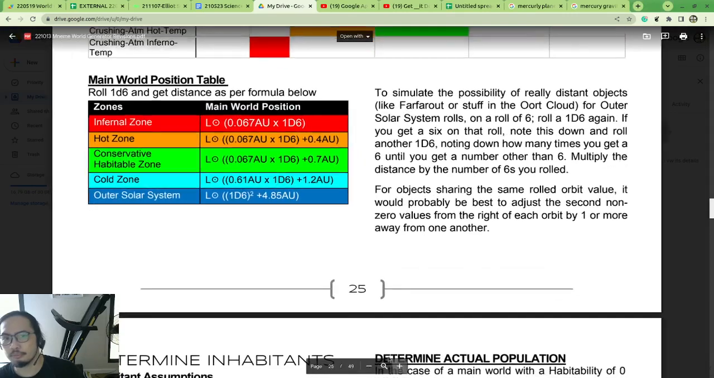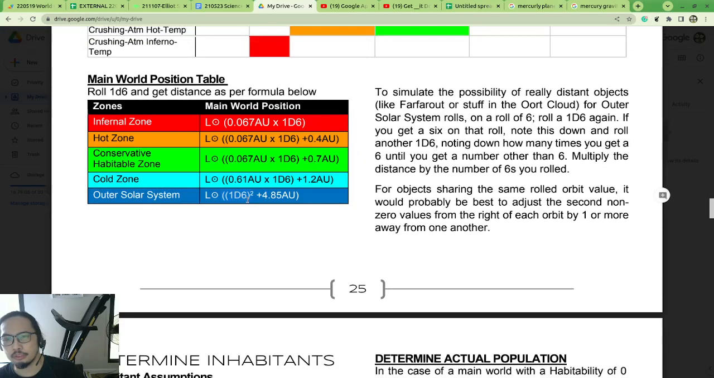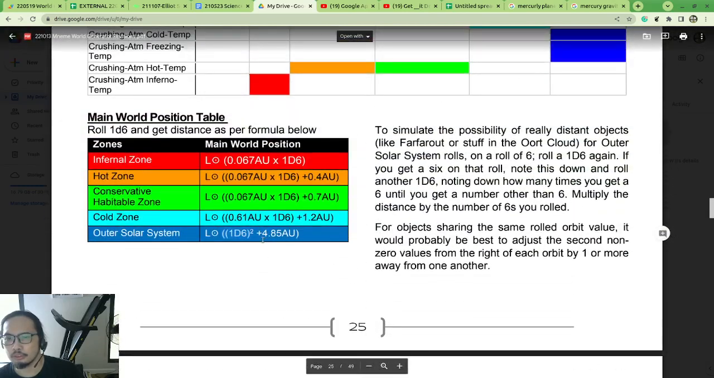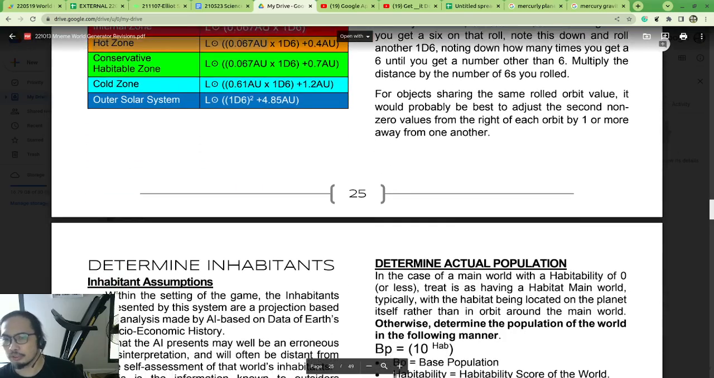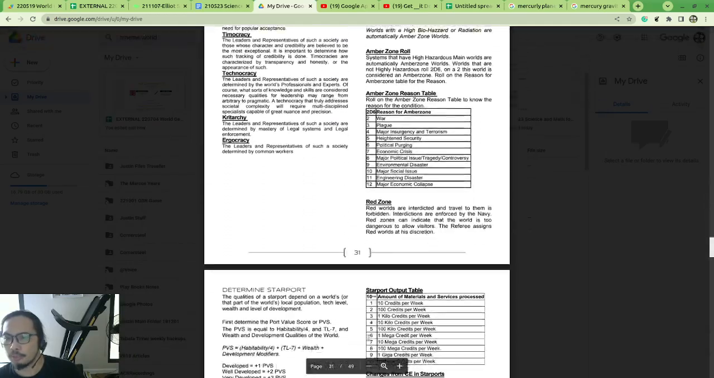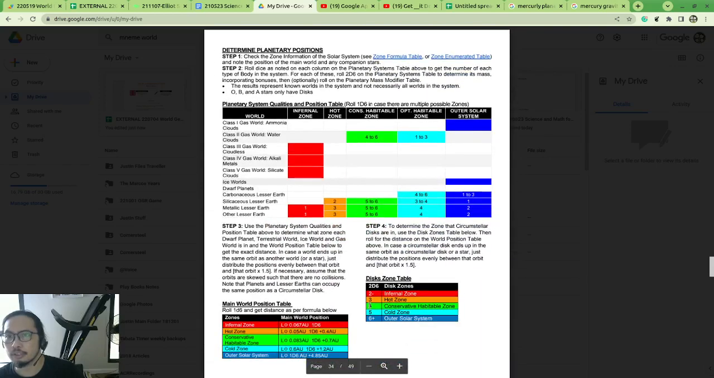Outer solar system. 1d6. Yeah, I think you put a footnote that this is exploding. So 1d6 to get the world position, and then there's another d6 for this, because this is for the main world. For the other worlds, for planets, okay, I'll just go show here. Planets, planets, planets. Sorry. You can fast forward to this.